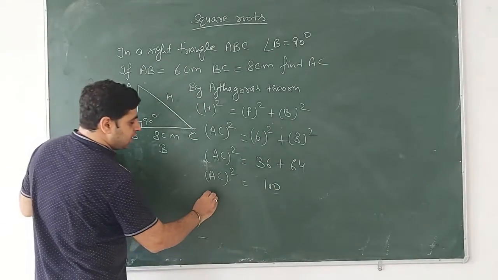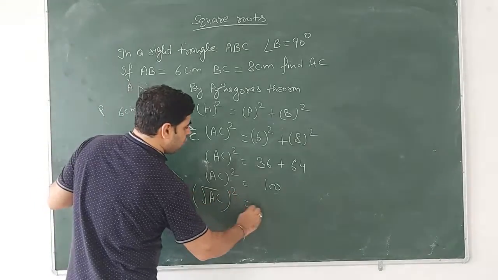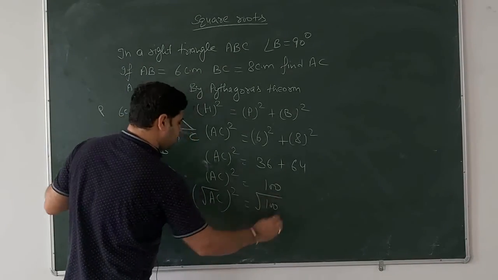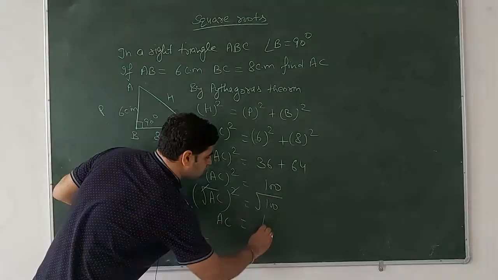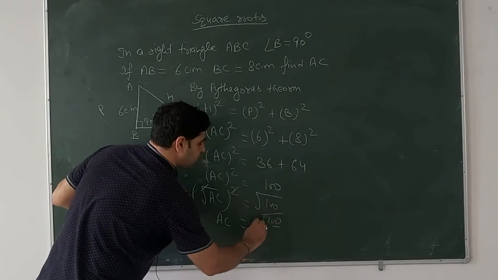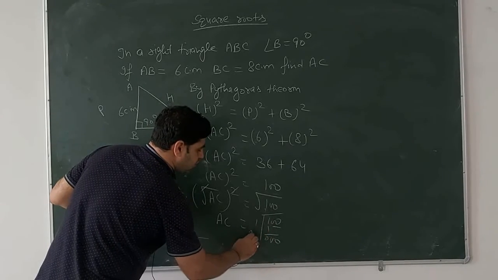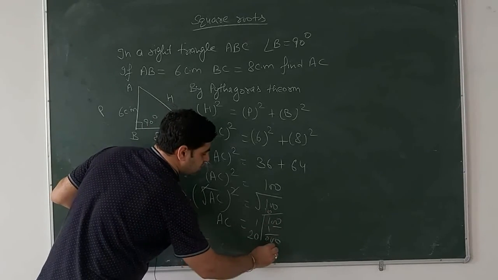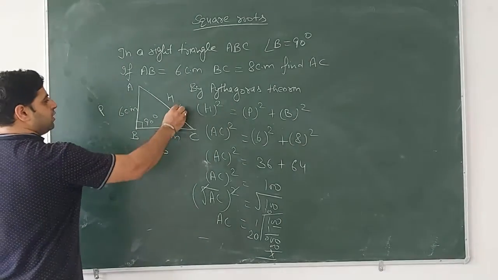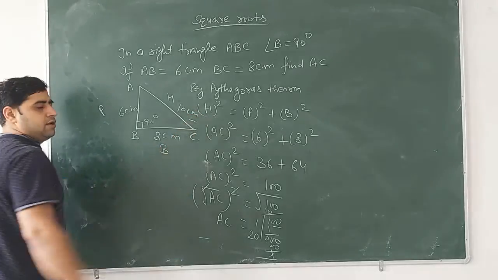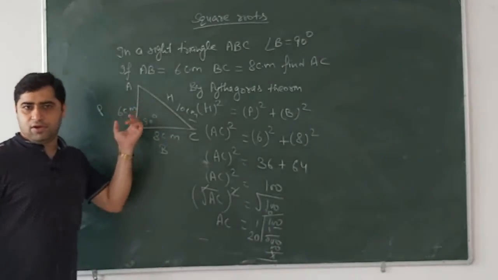Again taking square root on both sides, the square root of AC square cancels, so AC is equal to the square root of 100. 1 ones are 1, 2, 0, here 0. So AC is equal to 10 centimeters. Here we had to find the side AC. Okay, thank you.